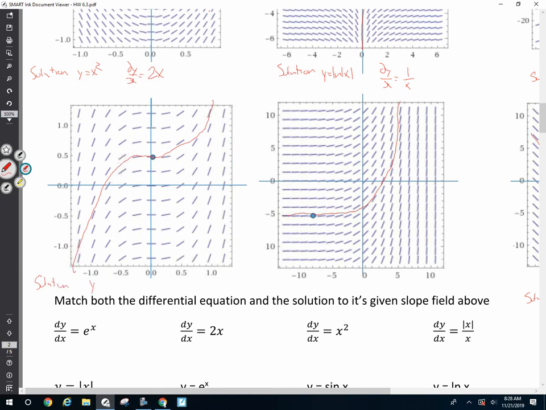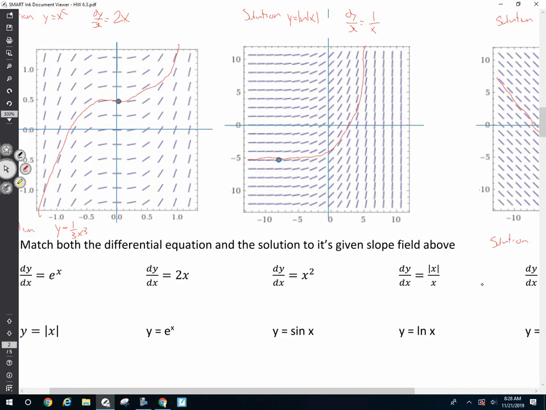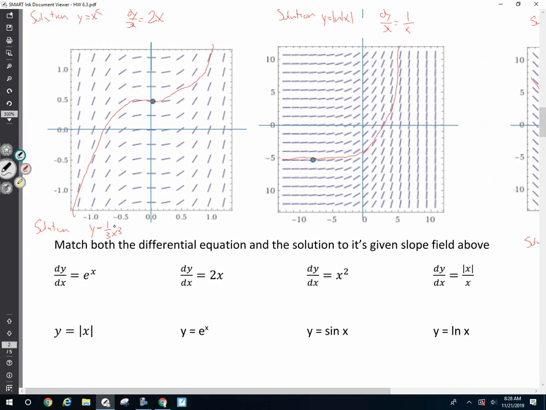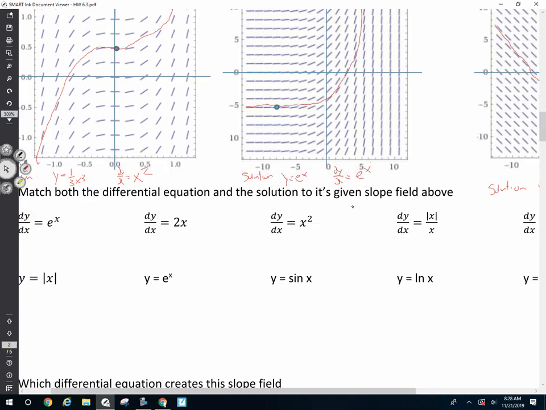This solution must be an x cubed. I see they're looking for 1/3 x cubed. Well, the derivative of 1/3 x cubed is x squared. And here, this looks like an exponential function. So the solution is y equals e to the x, and its differential equation must be e to the x. Okay, so a bunch of different ways to do that.